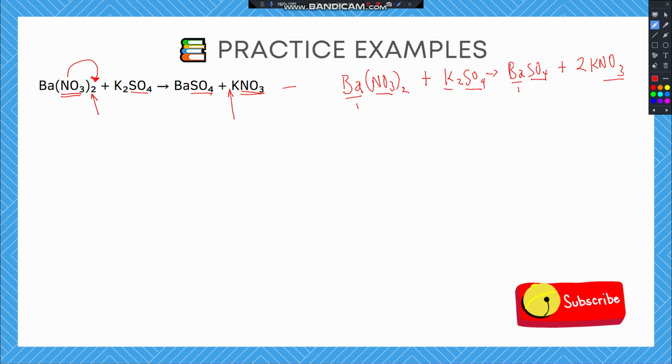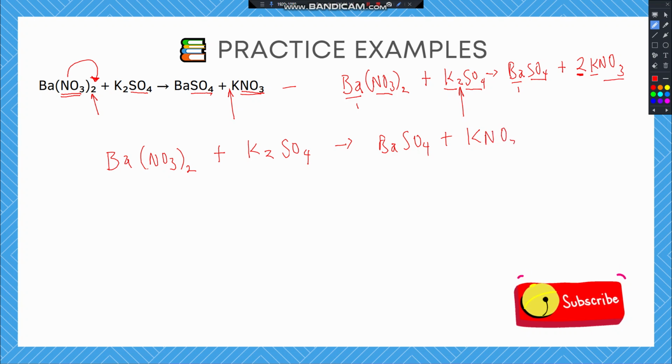And then we have K, potassium. How many atoms? 2, because of this subscript of 2. And then K over here is also 2 atoms because of this coefficient of 2. So potassium is also balanced. So our final balanced equation is Ba(NO3)2 plus K2SO4 yielding BaSO4 plus 2KNO3. This is our final balanced equation.